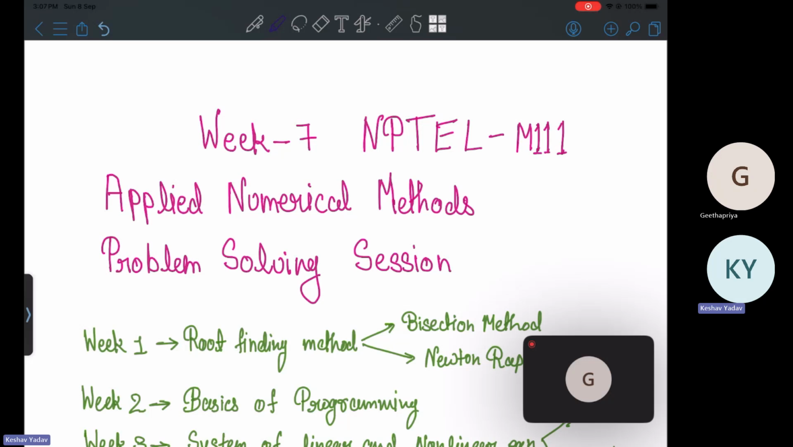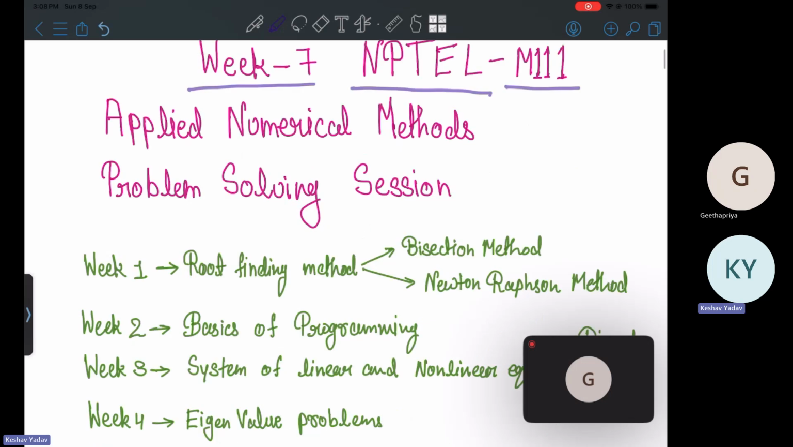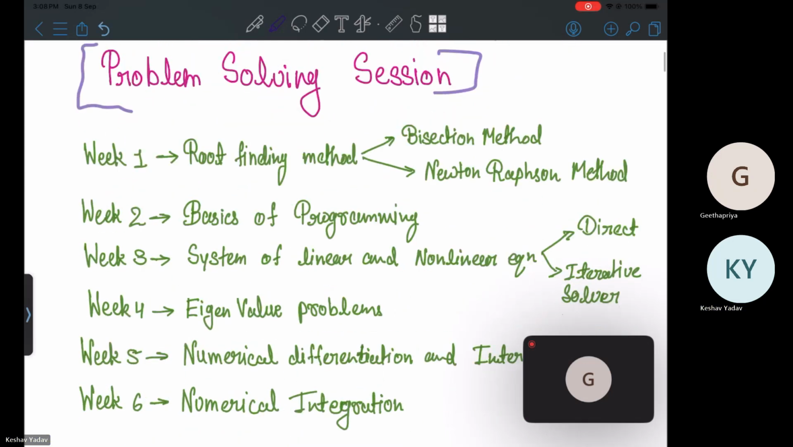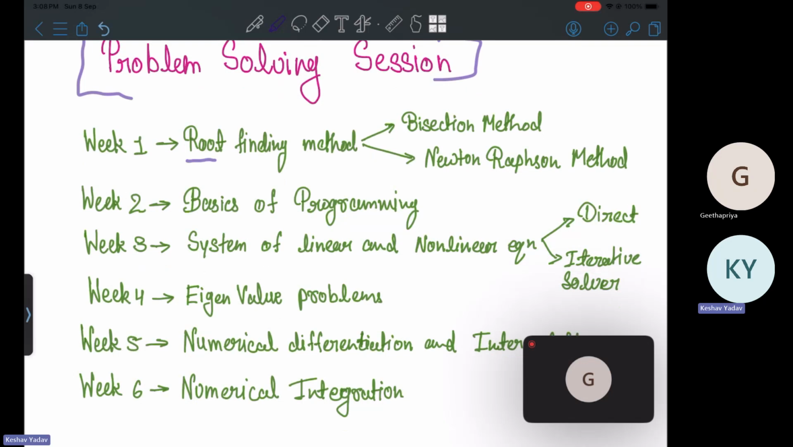I am Keshav, currently a research scholar at IIT Kanpur. This is week 7 of the NPTEL course ME 111, which is Applied Numerical Methods. This is a problem solving session for week 7.